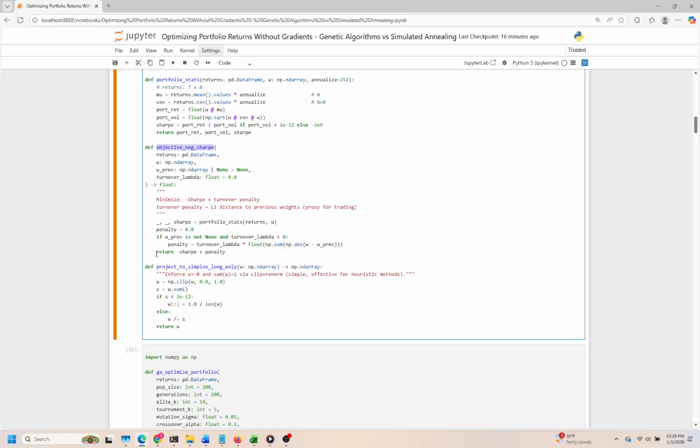This dual focus ensures that our strategy is not just effective in theory, but also practical in implementation. Lastly, the project to simplex long-only function helps to ensure that our portfolio weights remain practical. They can't be negative and should sum to 1. By clipping and renormalizing the weights, the function enforces these constraints in a straightforward manner.